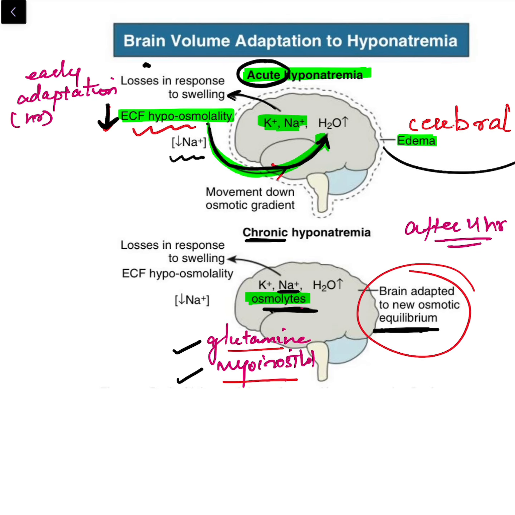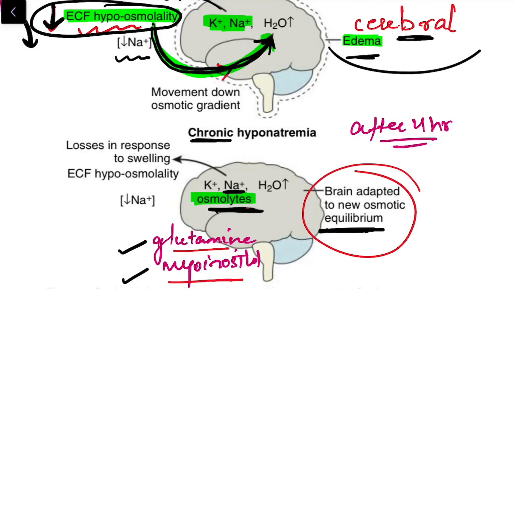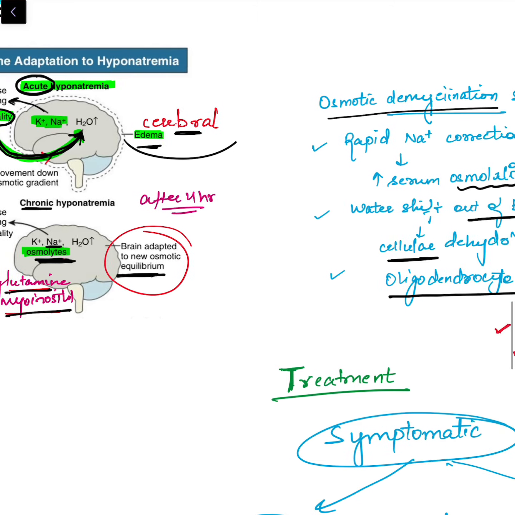Now, the main concept: how brain volume adapts to hyponatremia. As we all know, it's a hypotonic hyponatremia. Because the extracellular fluid osmolality is already less, sodium will come out of the brain cells to compensate for the hyponatremia. Moving down the osmotic gradient, water will move inside the brain cells, causing cerebral edema. This occurs within hours. It's an early adaptation. Chronically, after 4 hours, along with sodium, some of the osmolytes like glutamine and myo-inositol will also move out of the brain, and the brain will be adapted to a new osmotic equilibrium.